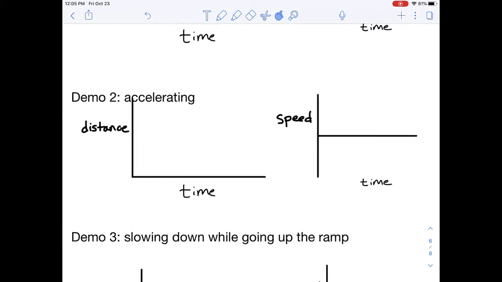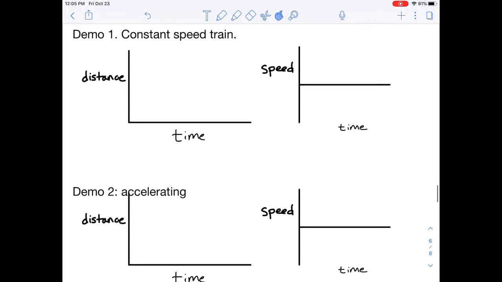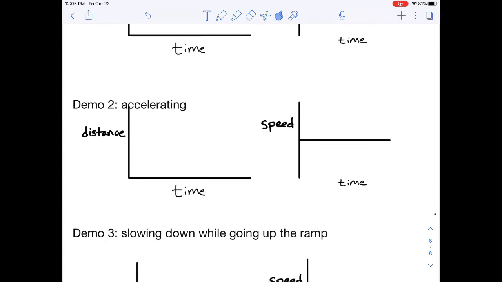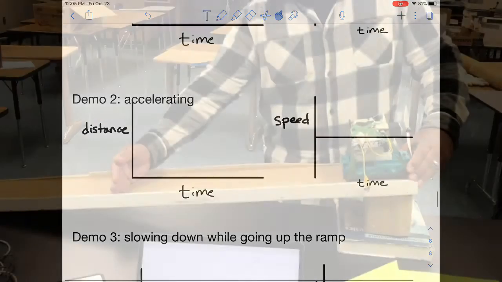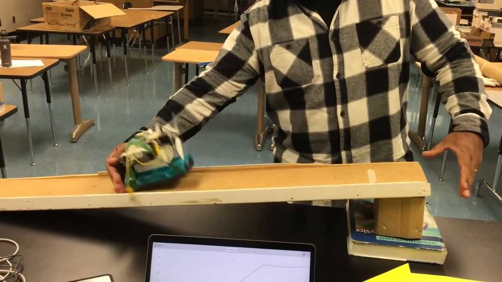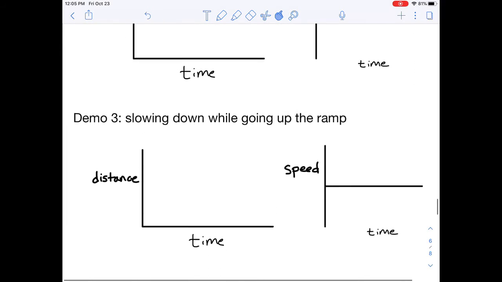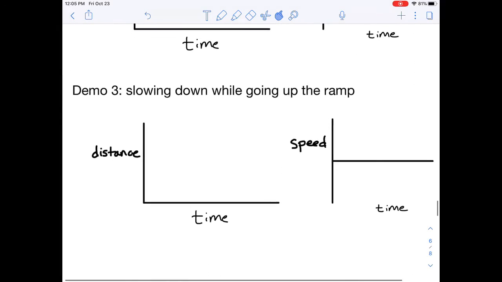Now that we've shown you the first one, let's do the second demonstration on your own. In this case, the cart will be accelerating down a ramp. Watch this one accelerate down the ramp and draw a distance versus time graph and a speed versus time graph. And then we'll move on to the third demonstration.